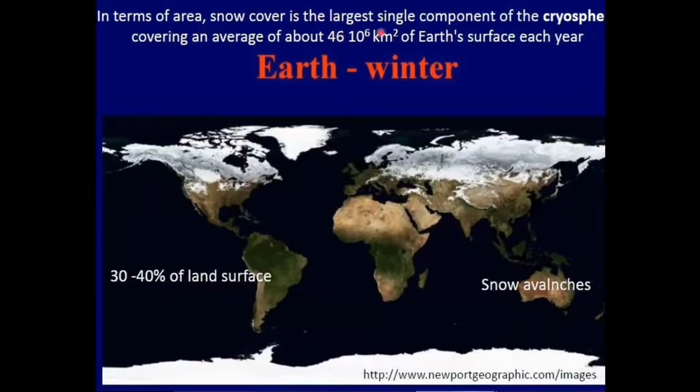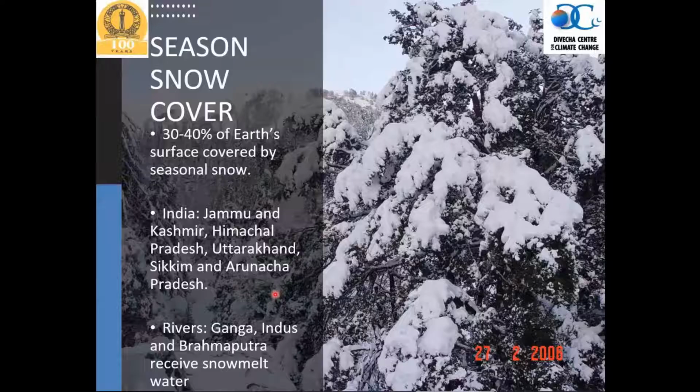So snow cover is the largest single component of the cryosphere, covering an average area of about 46 million square kilometers each year. So this is really a significant amount of land. At least some time in a year, 30 to 40% of the land surface is covered by seasonal snow.